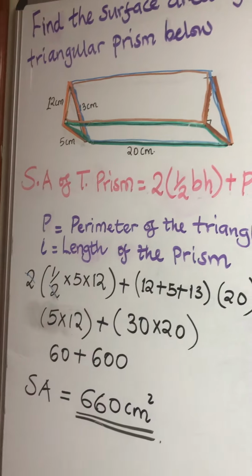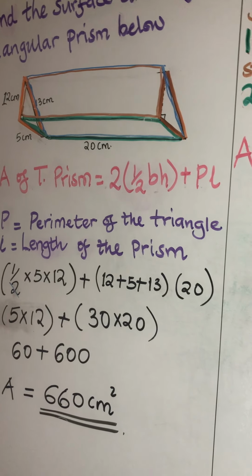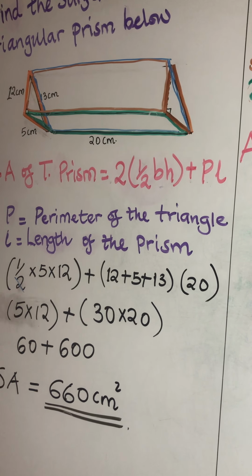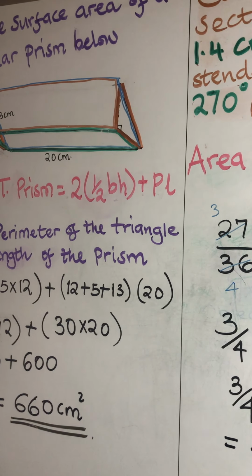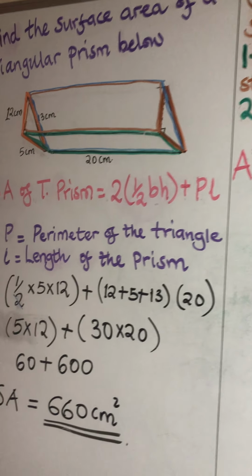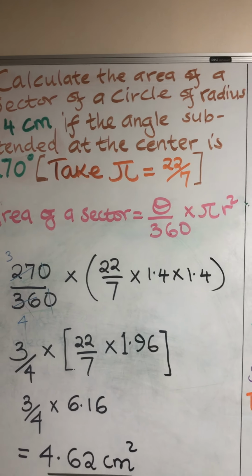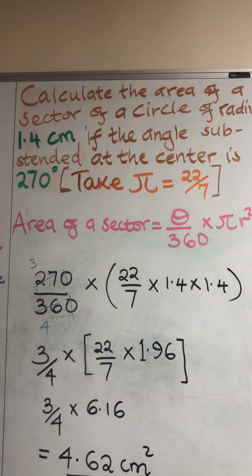That's all for the triangular prism, the surface area for the triangular prism. Remember, the formula is 2 times half base times height, plus the perimeter of the triangle times the length. Now I want us to move to another thing, which is the sector, how to find the area of the sector.